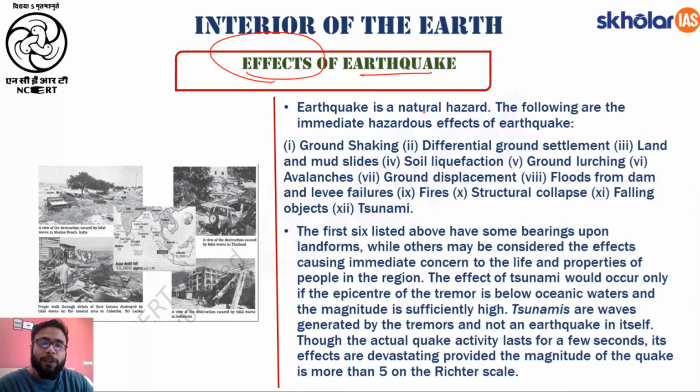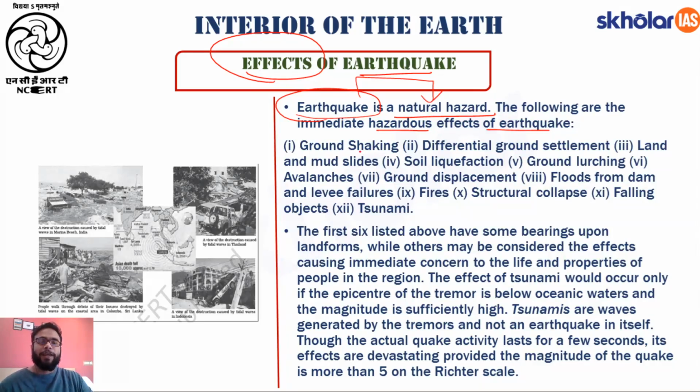Fine, an earthquake is, of course, a natural hazard, and the following are the immediate hazardous effects of the earthquake. Always remember, an earthquake need not necessarily be a natural hazard. It can also be artificial, because mining is a human activity, nuclear explosion is a human activity, right? So an earthquake can be because of both natural hazards and artificial hazards as well.